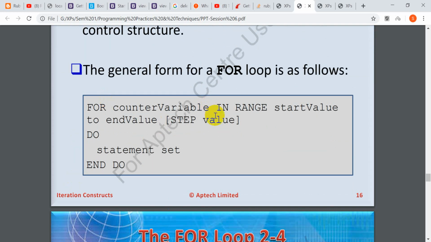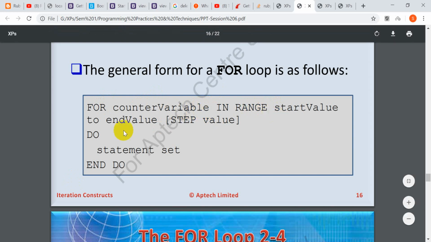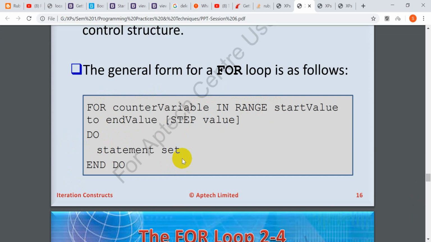For counter variable in range, start value to end value, do statement set. So that is how the for loop looks.